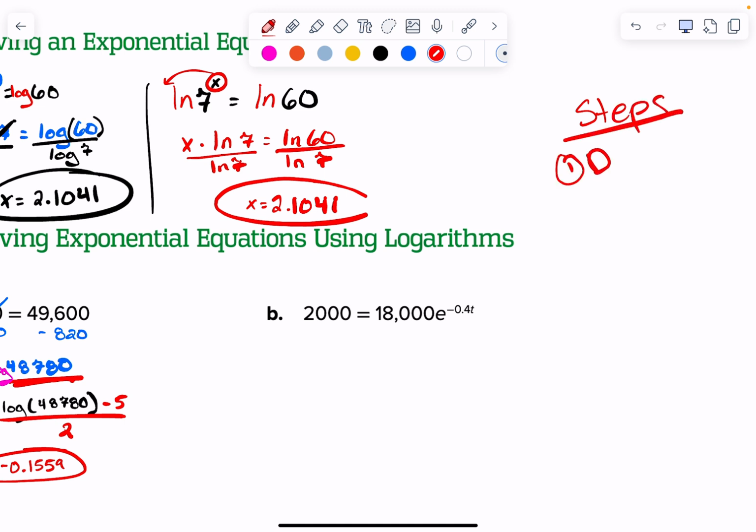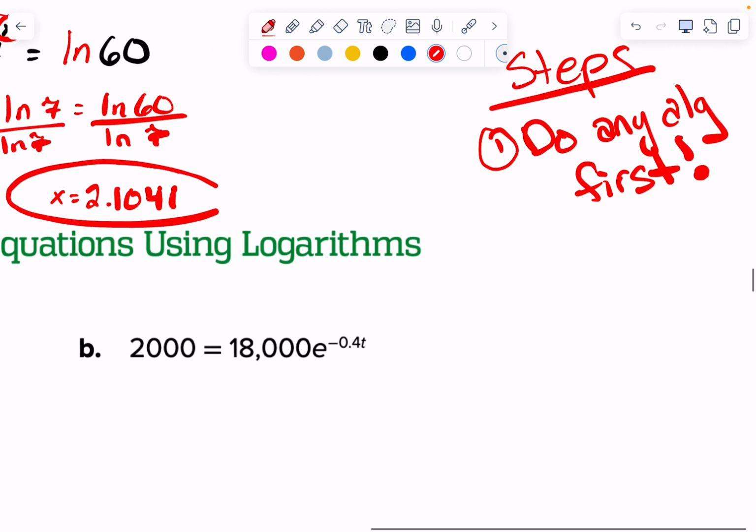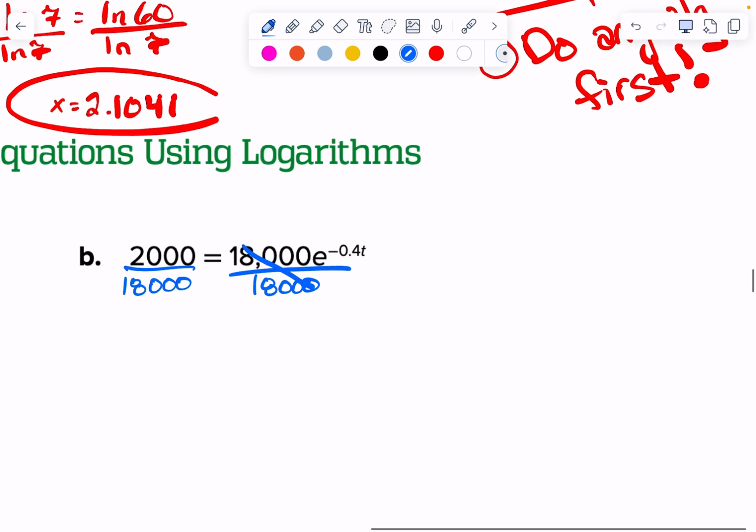Number 1, do any algebra first. So, in this problem, part B, can I do any algebra? I'm trying to solve for t. I'm trying to get it away from that. So I'm going to divide by 18,000, to get them to the other side. T is over here. Those are going to cancel off, right? 2 over 18 is 1/9.